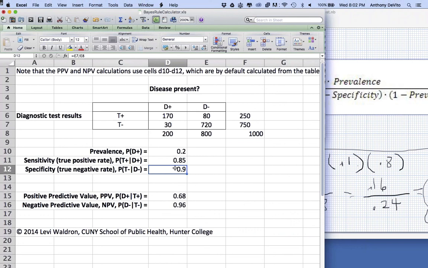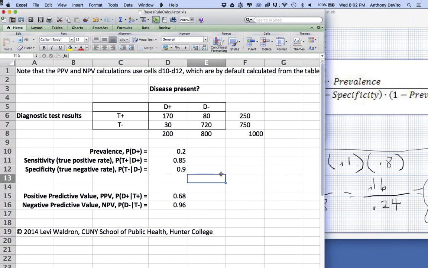Well, how about people that don't have the disease? 800 people don't have the disease. It gets it right 720 times out of the 800. So the specificity would be 720 divided by 800. In fact, if we click in here, we'll see that it's E7, which is 720, divided by E8, which is 800. So an interesting way to use Excel to do this calculation.